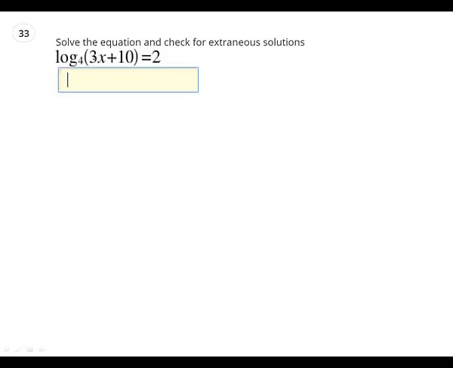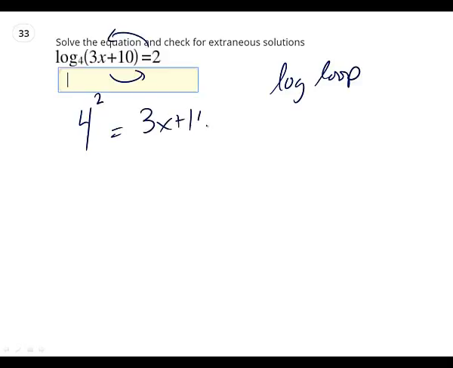All right. So on this one right here, when I have one log on one side, that is when we do the log loop. Okay, so what's your base? 4. And then we loop this around. What's the exponent you're going to use? 2 equals 3x plus 10. Okay. What's 4 squared? 16 equals 3x plus 10.